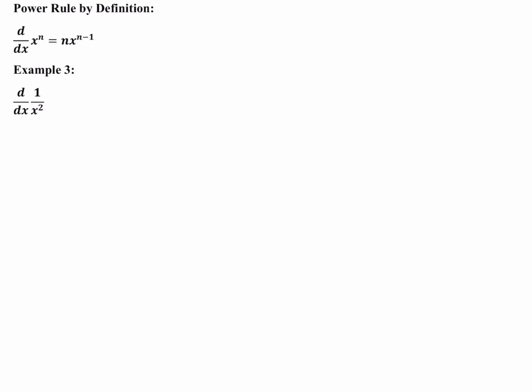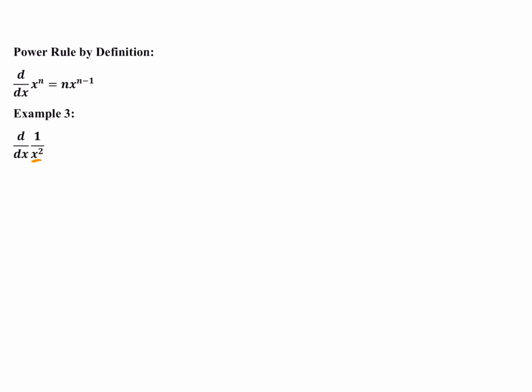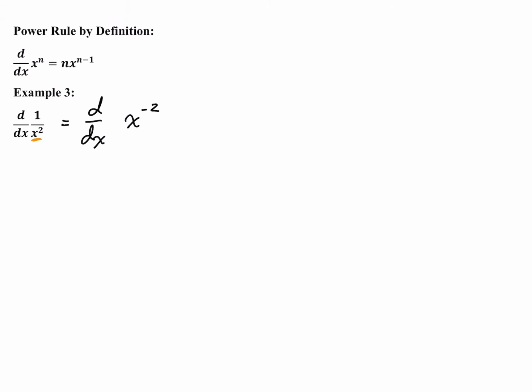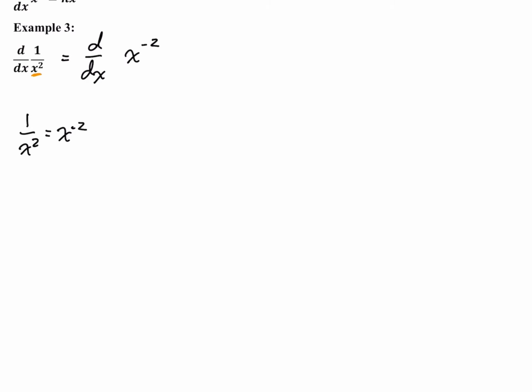Let's take a look at this one. So this one looks a little bit more complicated because we have the x in the denominator, but it's really a lot easier than you might think. So we really know that this is equal to d over dx of x to the negative second, right? Because 1 over x squared equals x to the negative second if you rewrite it.